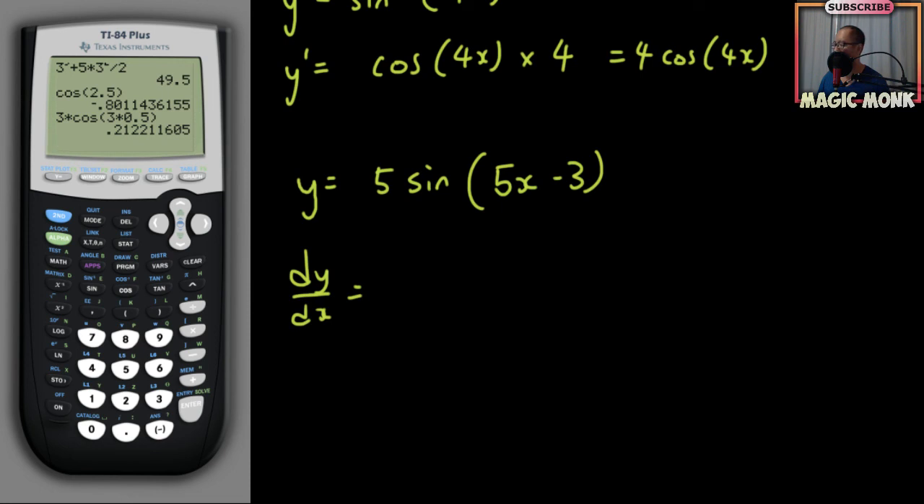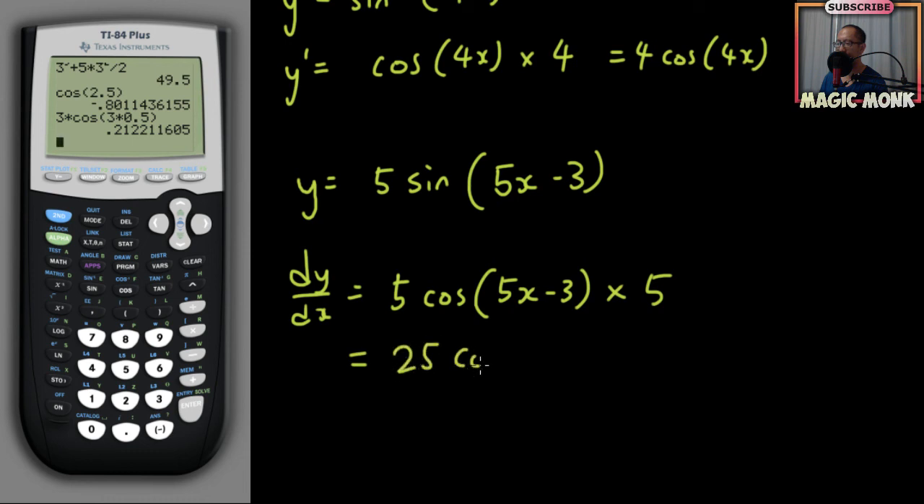then you're just going to copy down the constant at the front. Now you can do that because it's a constant. It's a coefficient of the function. So you just copy that down, and then you change the sine into cosine, copy down the 5x minus 3, and then you multiply by the derivative of the inside, which is 5. So you turn that into 25 cos 5x minus 3.